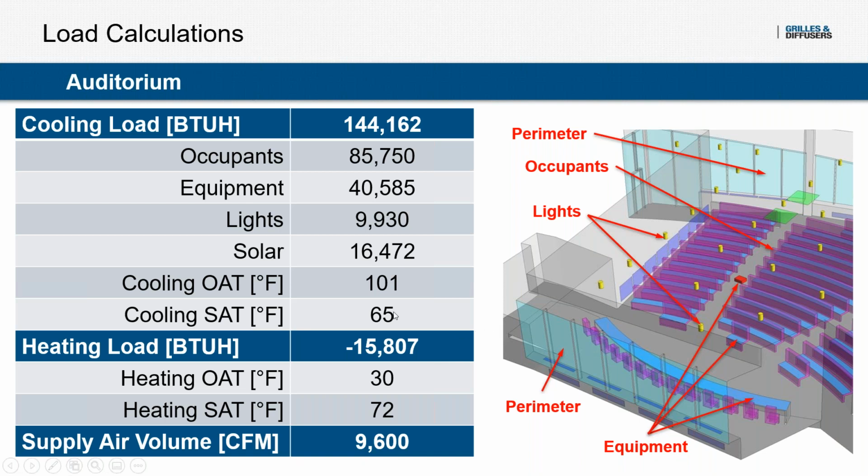In this case, outdoor air temperature is quite warm, and we're using a 65-degree air temperature for our supply air in displacement, which is the sweet spot for what you want to do. Total air volume is just under 10,000 CFM, and in heating, because again the outdoor temperature is pretty mild, about 30 degrees Fahrenheit, the heating load is just over 15,000 BTUs of heat loss, which is what we're going to be using our trough heaters for.